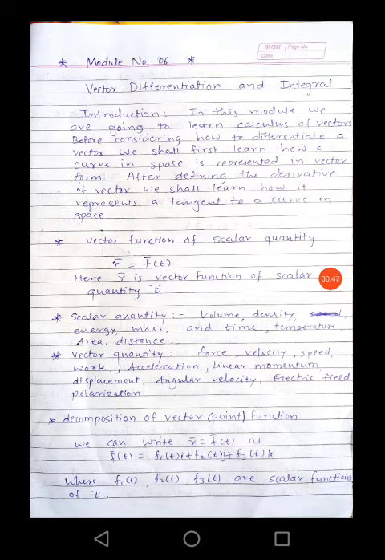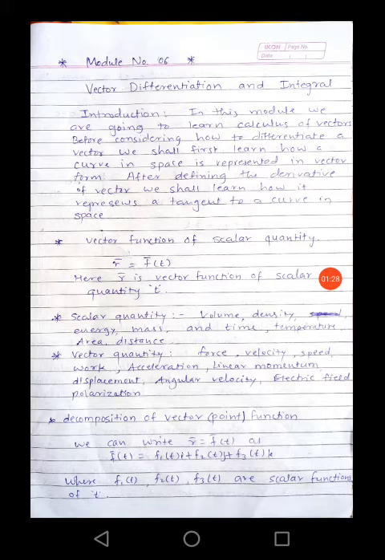So what is a scalar quantity? A quantity having only magnitude but no direction is called a scalar quantity. Some examples of scalar quantities are volume, density, energy, mass, time, temperature, area, distance, etc. In vector quantities we have force, velocity, speed, work, acceleration, linear momentum, displacement, angular velocity, electric field, polarization, etc. These are named vectors because they contain both direction and magnitude.